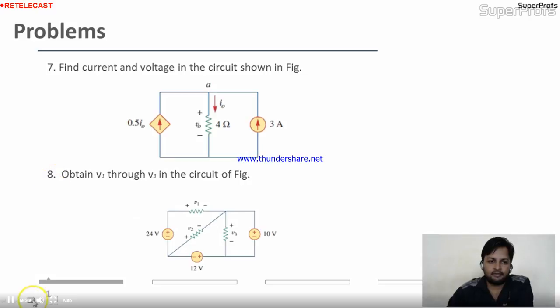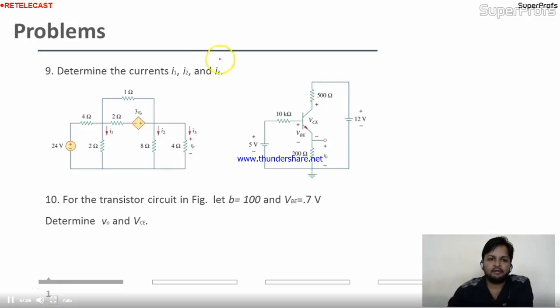So we have done this problem. It's a very easy problem. Come to the next now. Determine the currents I1, I2 and I3 in this circuit. Now I think it's easy for you people to find out. So this one is for you.